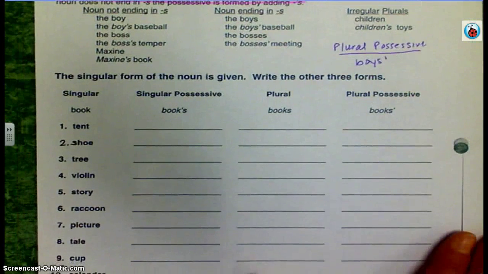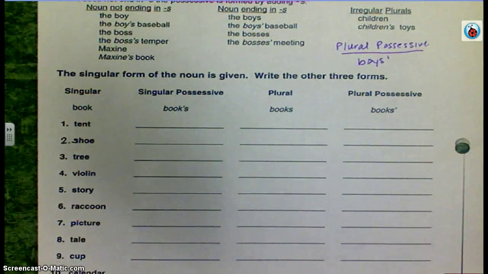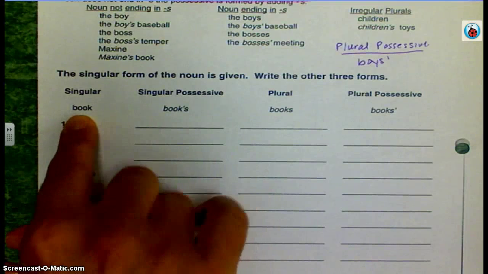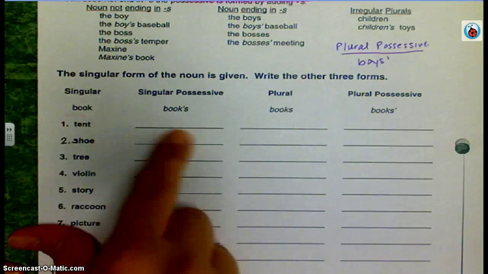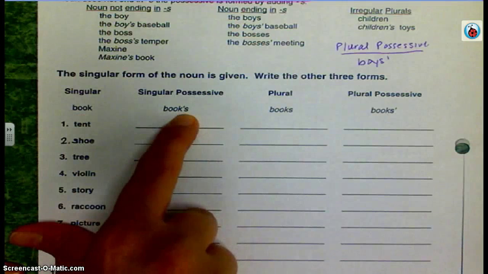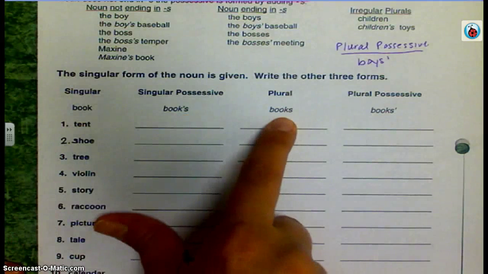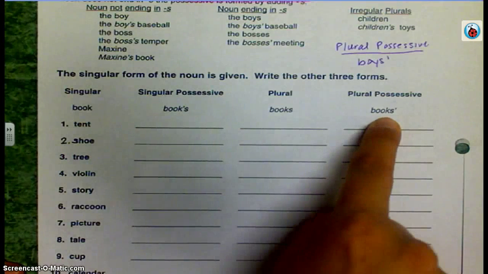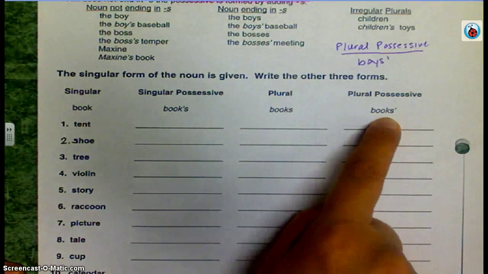If the singular form is given, we're going to do 3 different forms: the singular possessive, the plural, and the plural possessive. We have book as our example. A book is a singular noun. To make it possessive, you add an apostrophe S. To make it plural, like more than one book, you just add the S. And to make it plural possessive, like more than one book as ownership, it would be S apostrophe. Makes sense? It should.